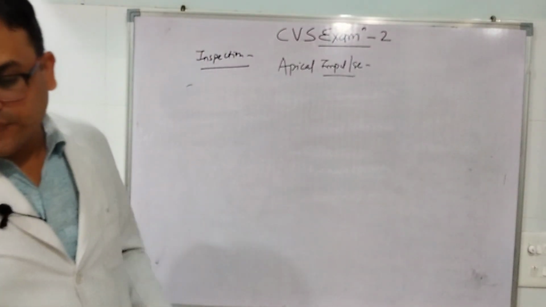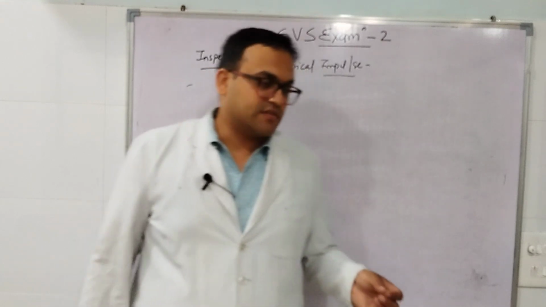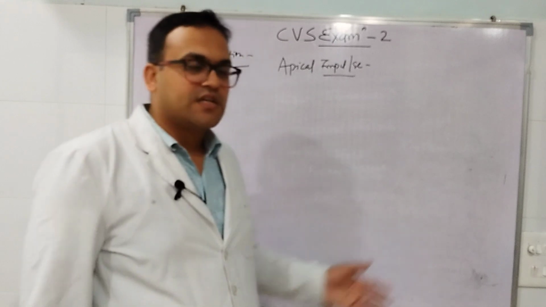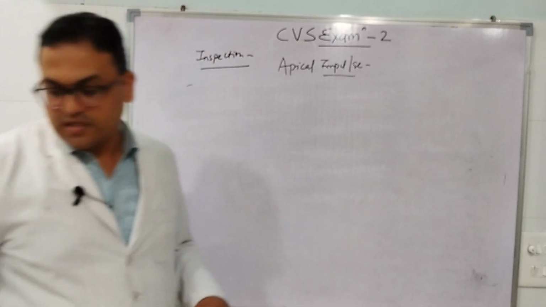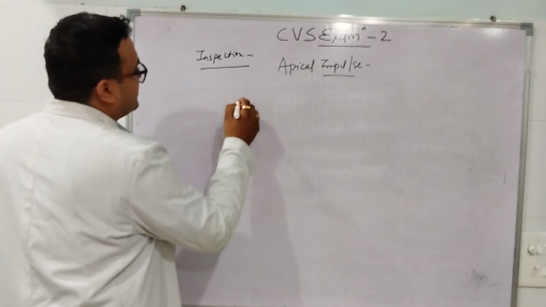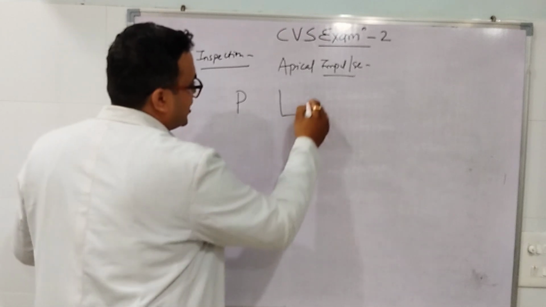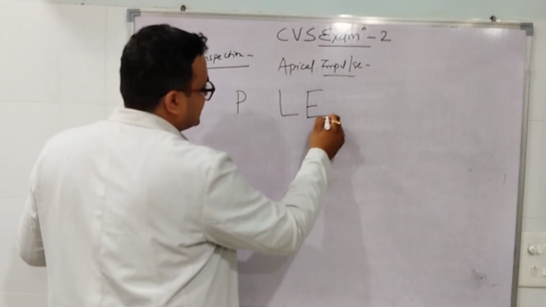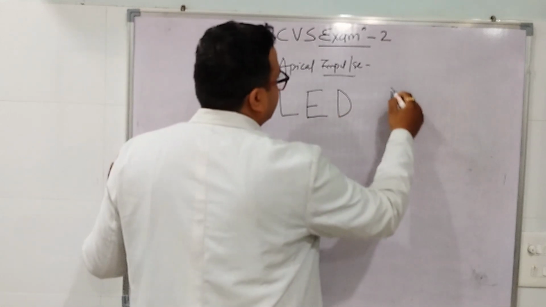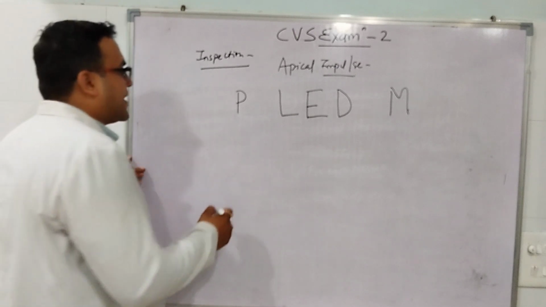What is the apical impulse? It is the uppermost and outermost thrust of the heart which is seen on the chest wall. So that is the apical impulse. What all we have to see in the apical impulse is position, location, extent, any displacement and mobility. So these all things we have to see in the apical impulse.